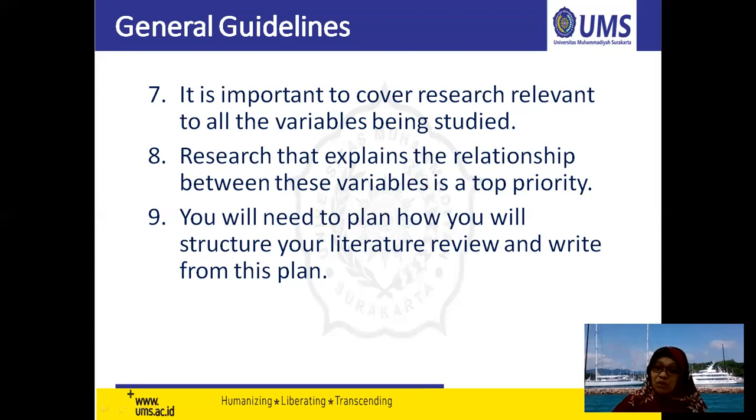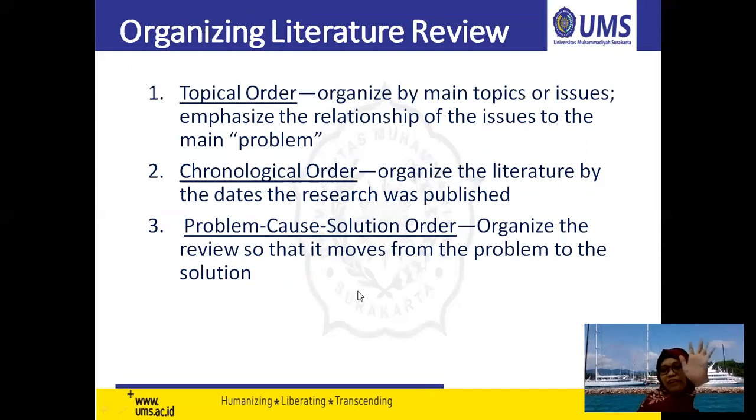So after we know the guideline to write the literature review, we must organize it. What is organizing a literature review? There are 5 types of how to organize the literature review. The first one is topical order. So organized by the topic or issues. Second is chronological. So organized by the date the research was published. So it's ordered by time.